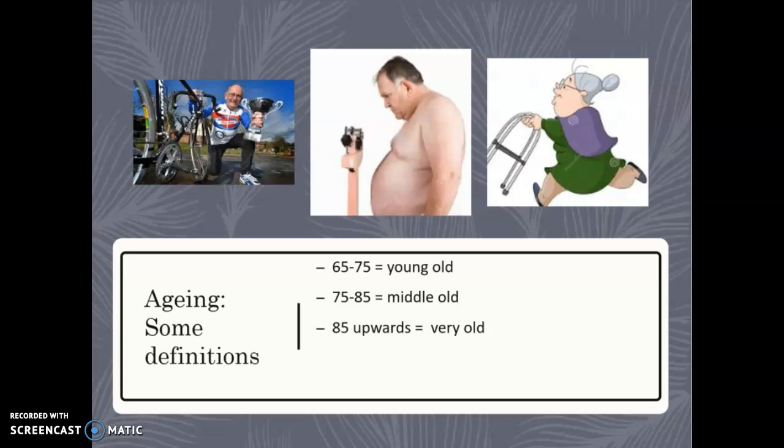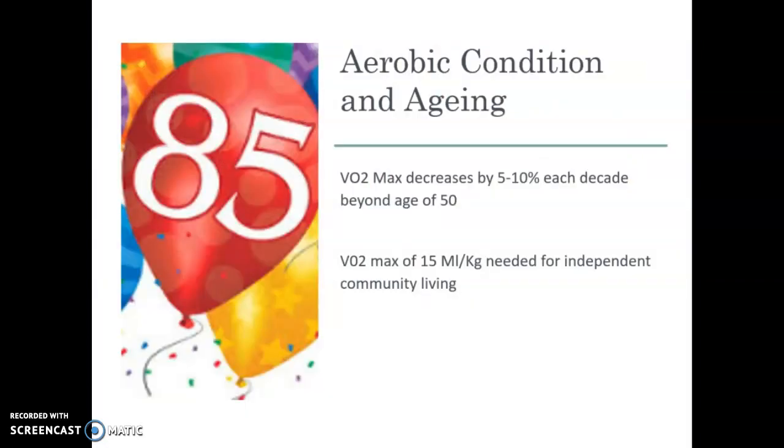Definitions of ageing: 65 to 75, young old; 75 to 85, middle old; and 85 and upwards, very old. VO2 max decreases by 5 to 10% each decade beyond the age of 50. A VO2 max of 15 millilitres per kilo is needed for independent community living.